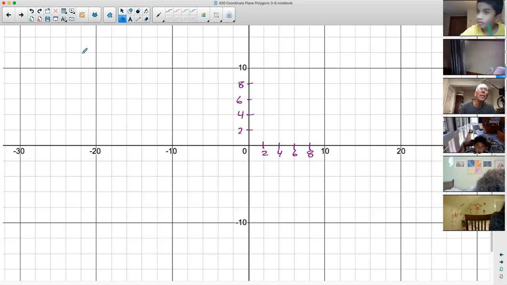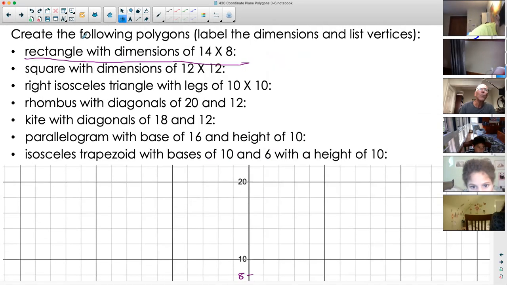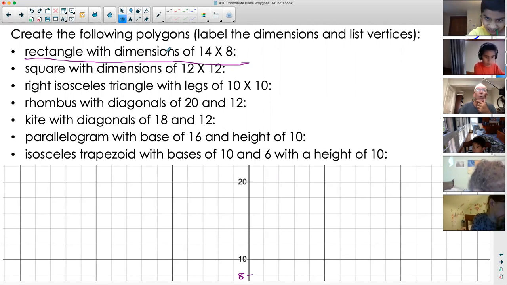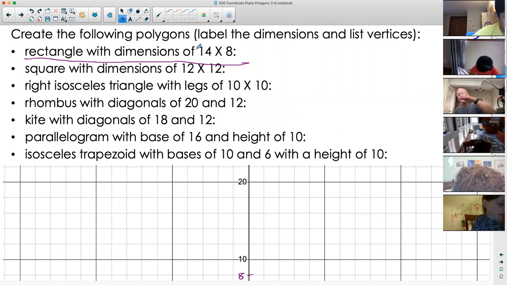So your job is to create a rectangle with dimensions of 14 by 8. And I want to see what you come up with. What page is this on? Page 3. Okay. Rectangle with dimensions of 14 by 8. That means that one side will be 14 and the vertical will be 8, or the vertical will be 14 and the horizontal will be 8.